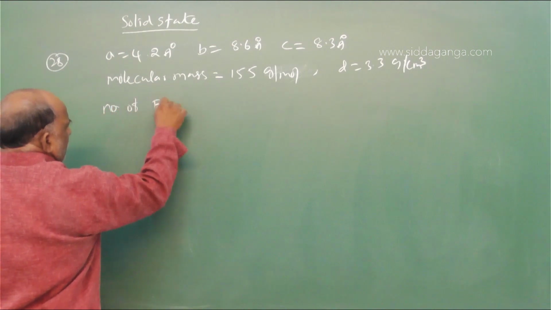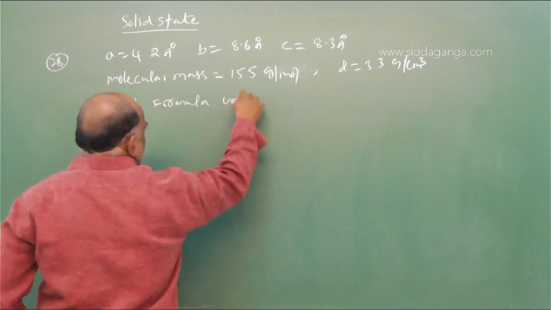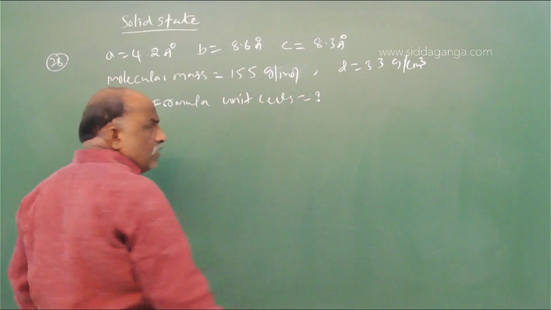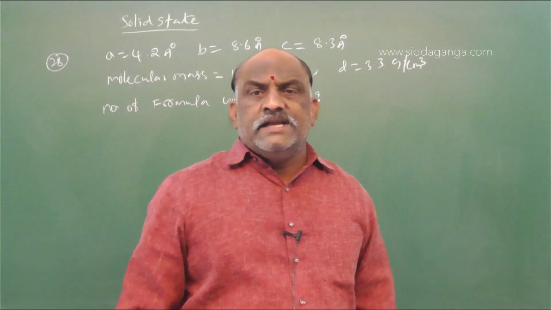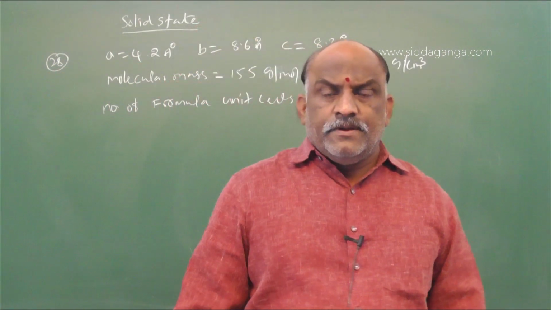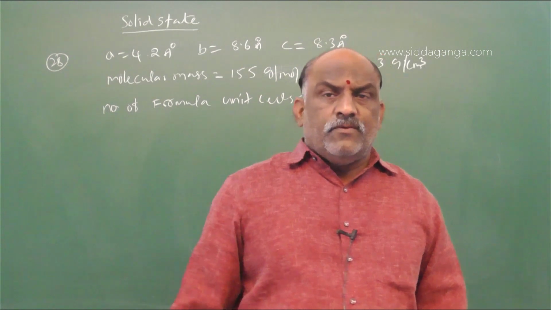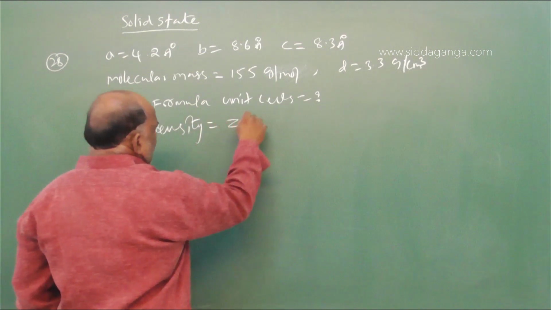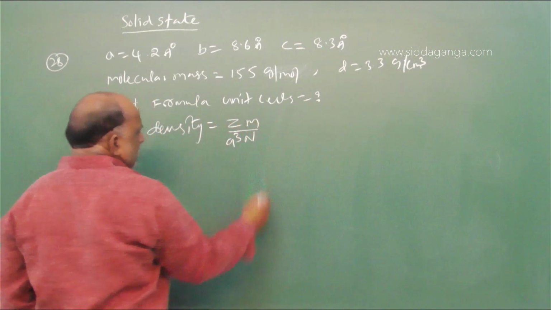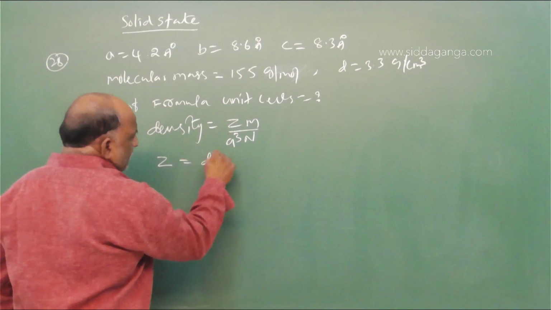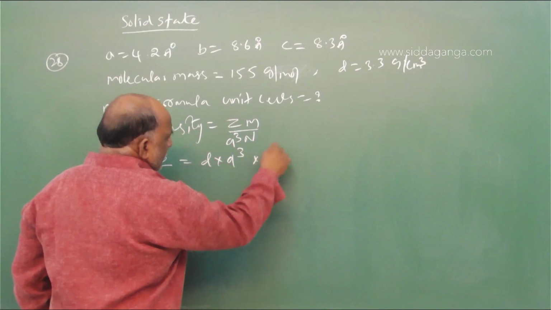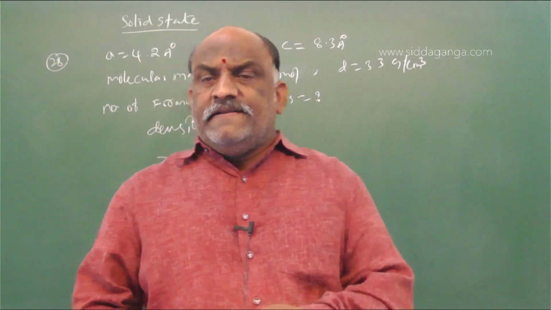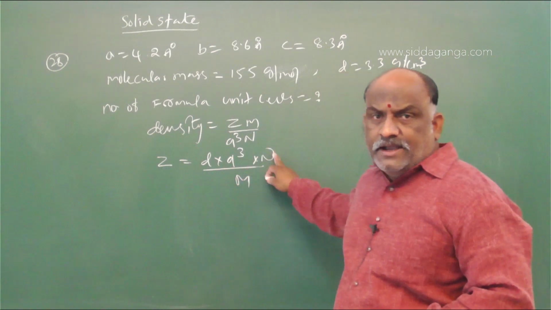Number of formula unit cells is equal to what? So we know one formula: density is equal to Zm by A cube n. Then Z is equal to density into A cube into n divided by m.